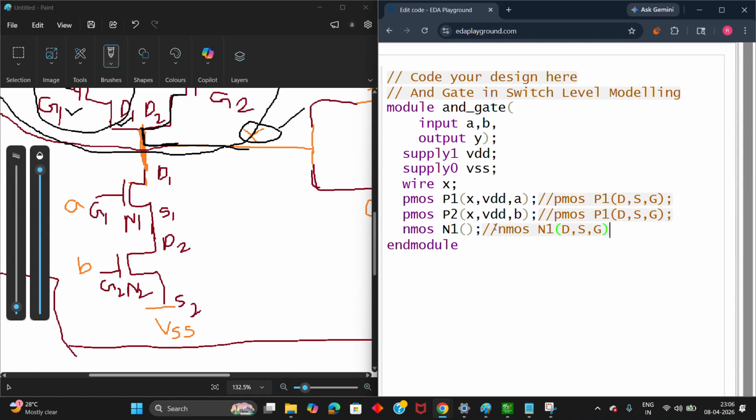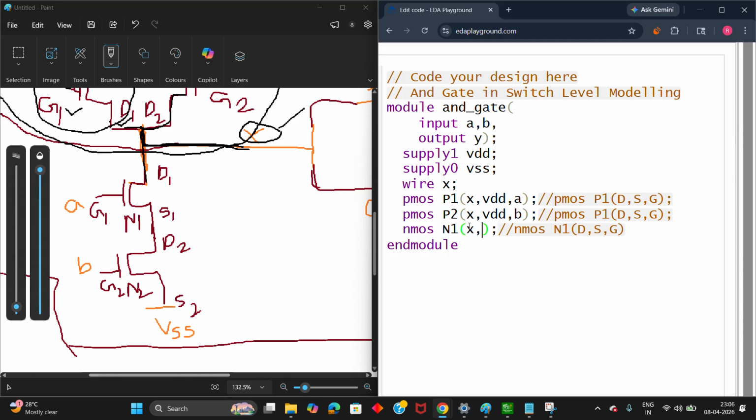Means first you need to specify for the drain terminal what it is connected with, and for the source terminal what it is connected with. Later you need to specify the gate terminal, to which signal it is connected. So let us see the drain terminal, that is D1 of N1. It is connected with the D2 of P2 and D1 of P2, and together they are connected with the X, right? So you need to give X.